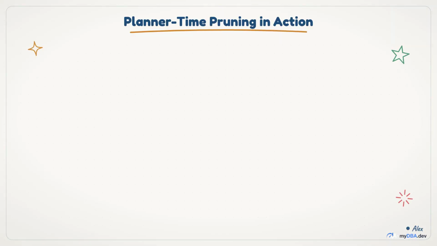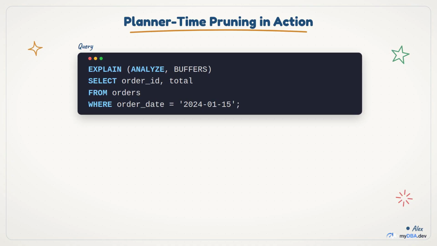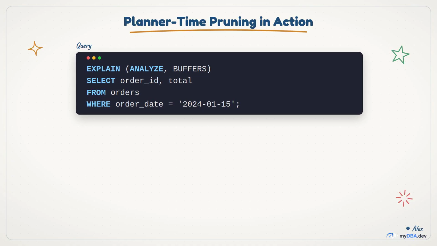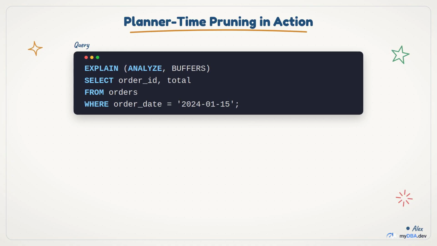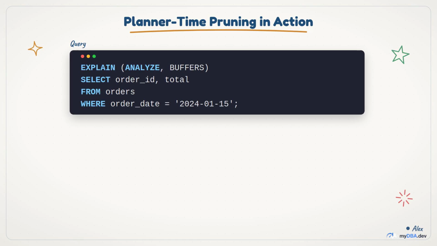Here's a query with a literal date constant. The planner sees the constant, matches it to the January 2024 partition, and the plan shows only orders_2024_01. No mention of the other 99 partitions.